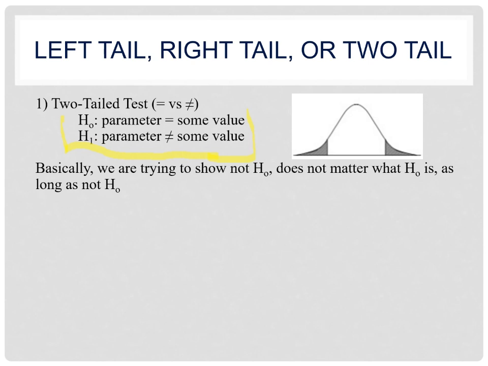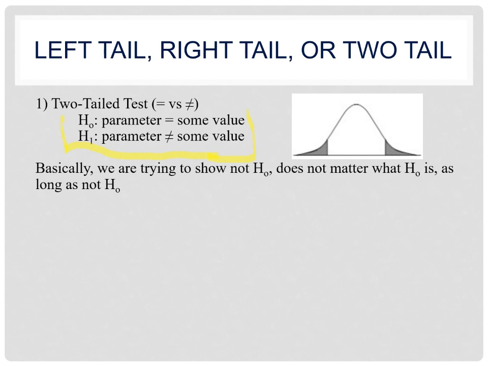For a two-tailed test, we say that's the equals versus not equal scenario. And what a hypothesis is going to look like is H0: parameter equals some value. Now obviously we're not going to actually write "parameter" and "some value". We're going to substitute in the appropriate information to make that statement true. This is a very general definition, just to give you an idea of how they're going to look.